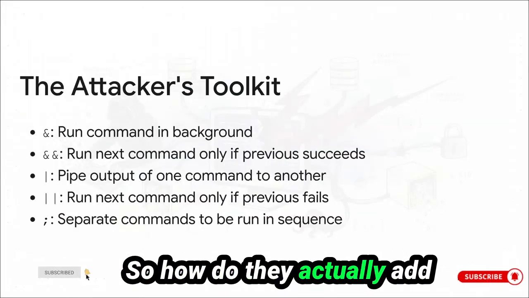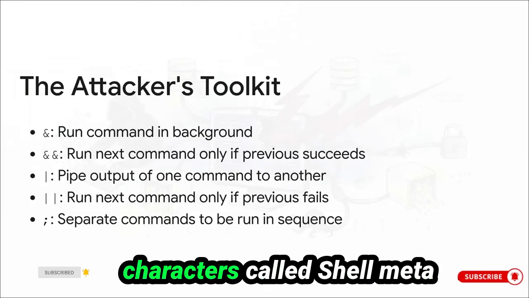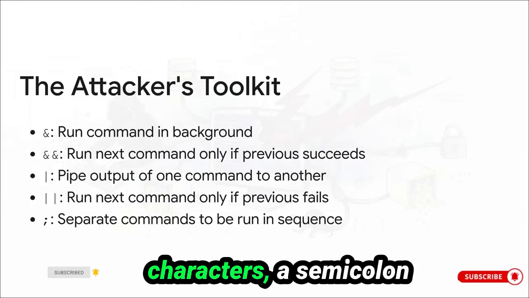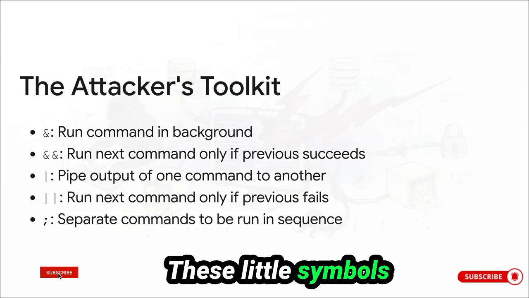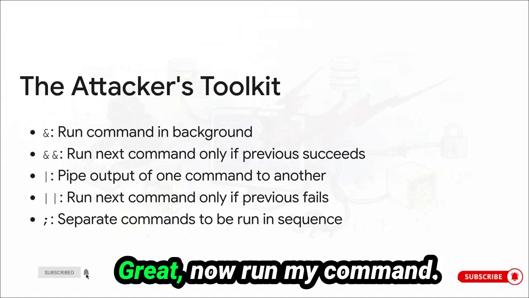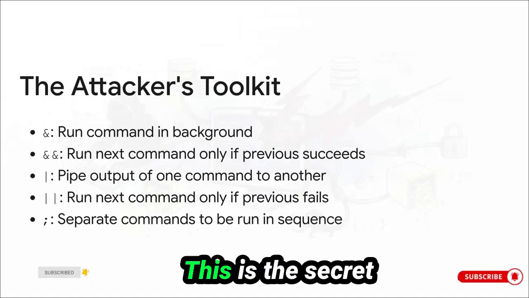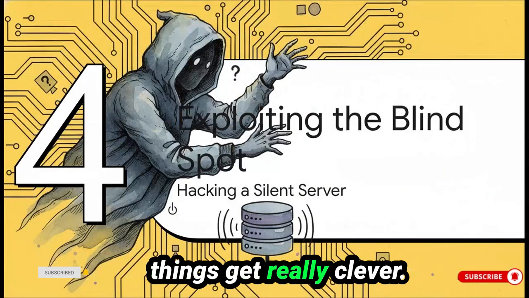So, how do they actually add their malicious command onto a legitimate one? They use these special characters called shell metacharacters, a semicolon or a double ampersand. These little symbols basically tell the operating system, hey, you're done with that first command? Great. Now run my command. This is the secret sauce of the attack. And this is where things get really clever.